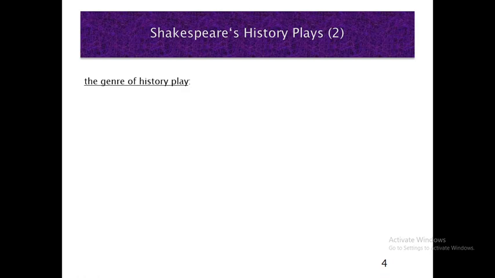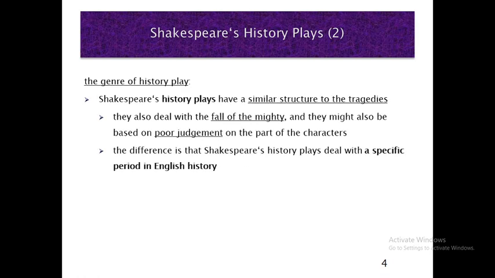Okay, what is a history play? Let's talk about the genre. Shakespeare's history plays have a similar structure to the tragedies. Something that we discussed in detail when we talked about, for example, King Lear or Romeo and Juliet. So they also deal with the fall of the mighty, and they might also be based on poor judgment on the part of the characters. But the difference is that Shakespeare's history plays deal with a specific period in English history. That's important.